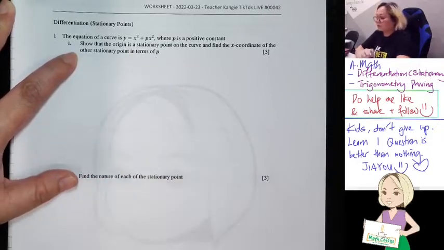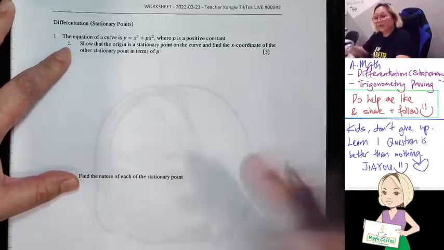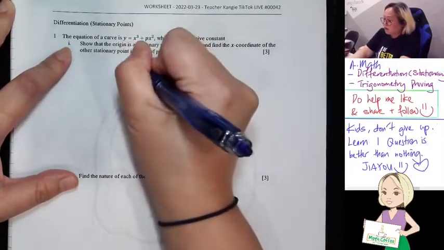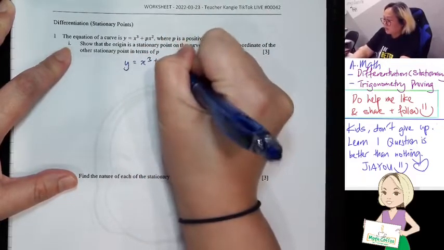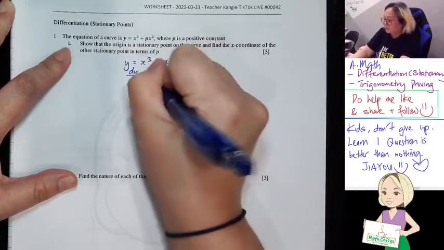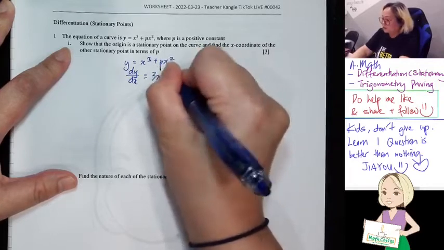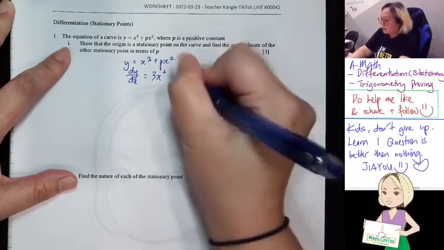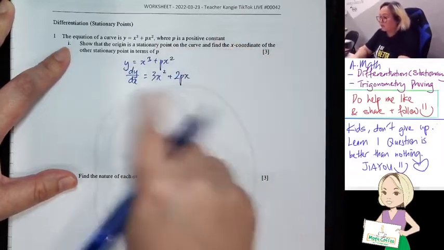Okay, so every time they ask you to find stationary point, you need to find dy dx equals to 0. So first, write out our y first. y is equals to x cubed plus px squared. Then let's find out what our dy dx is. Differentiate x cubed, bring down the power, so it's 3x squared, plus bring down the power, so it becomes 2px. So this is our dy dx.